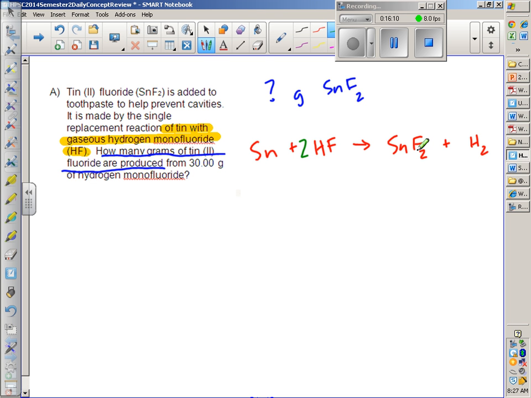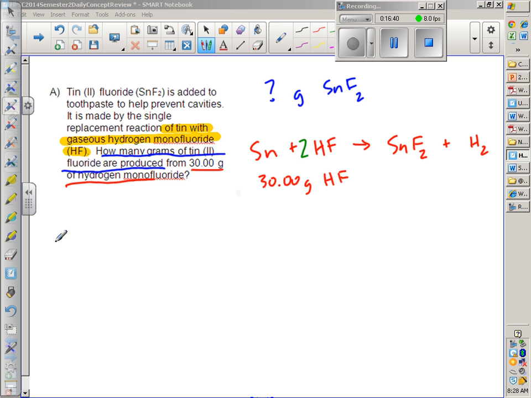One more thing we know. One other piece of information that they gave us to work with in this problem. What else? Andy, go ahead. 30 grams of hydrogen monofluoride. 30 grams of hydrogen monofluoride. Okay. All right. So we figured out what we're looking for. We figured out what we know. And we have our balanced equation. Here we go. All right.